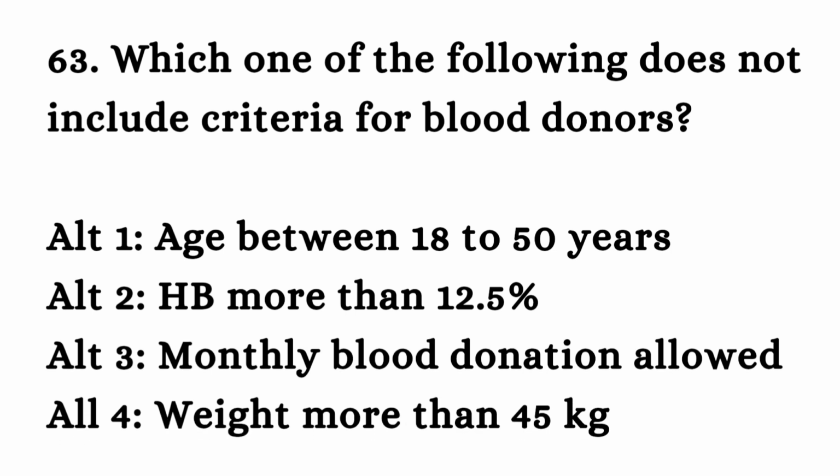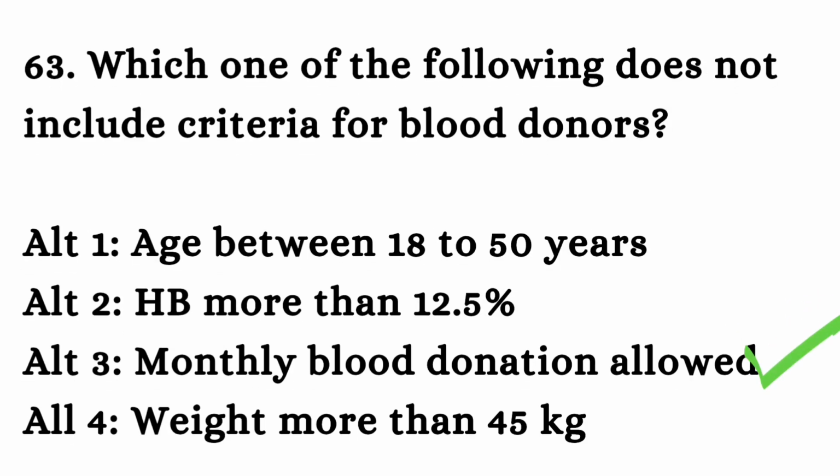Next question. Which one of the following does not include criteria for blood donors? Option 1, age between 18 to 50. Option 2, HB more than 12.5. Option 3, monthly blood donation is allowed. Option 4, weight more than 45 kilograms. The right answer is option 3. Monthly blood donation allowed is not a criteria for blood donors. It is strictly prohibited.